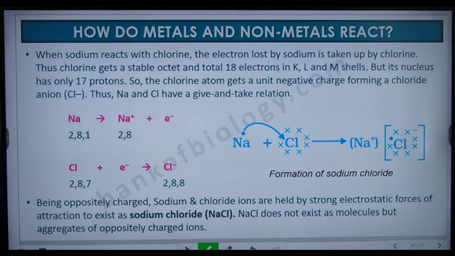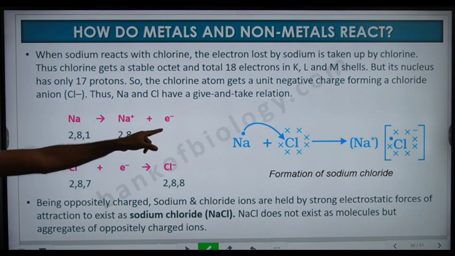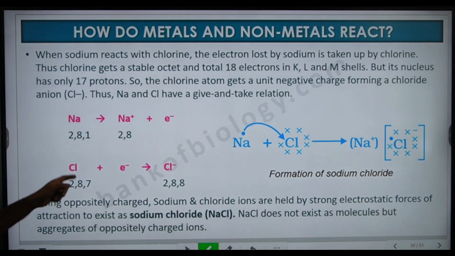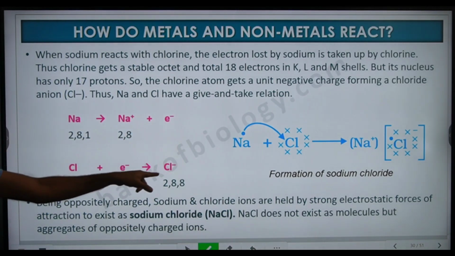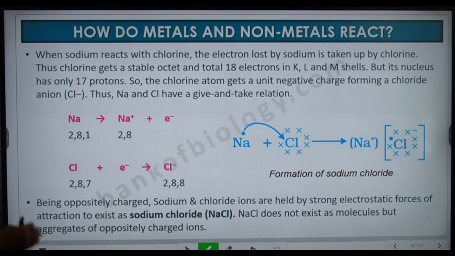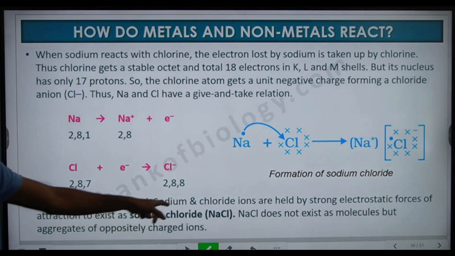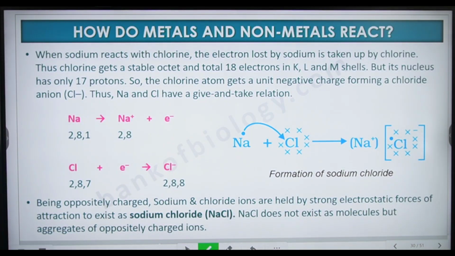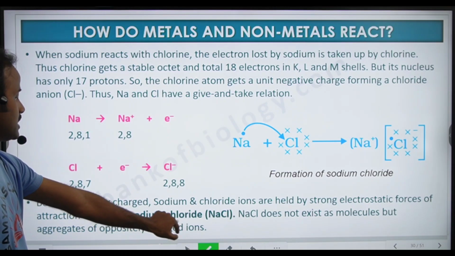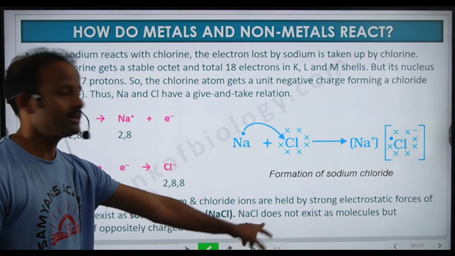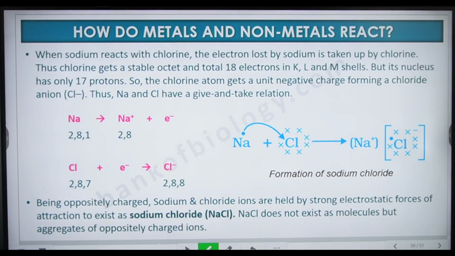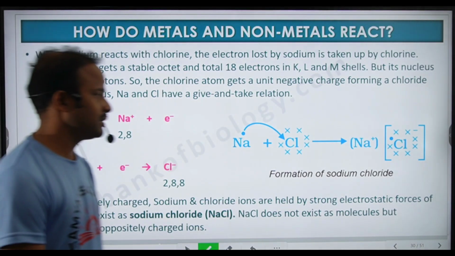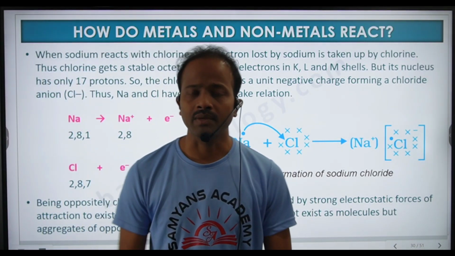Thus the chlorine atom gets a unit negative charge, forming a chloride ion. Thus sodium and chlorine have a give and take relation. Sodium gives one electron and forms the sodium plus ion, and chlorine takes that electron and forms the Cl minus ion. Because they are oppositely charged, sodium and chloride ions are held by strong electrostatic forces of attraction to exist as sodium chloride, NaCl. This NaCl does not exist as a molecule but as an aggregate of oppositely charged ions, right?